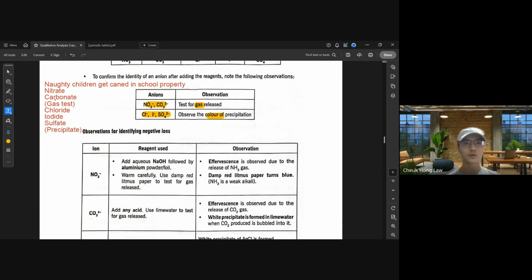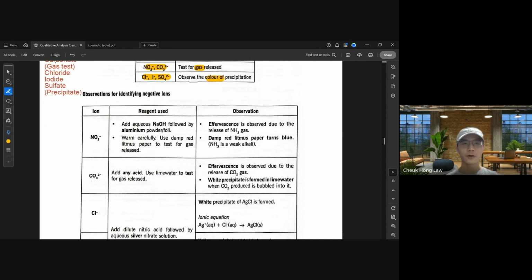So let's go through the tests. For nitrates, you first add sodium hydroxide followed by aluminium foil. So 2 things: sodium hydroxide and aluminium foil. Then afterwards, you warm the solution, so you allow the reaction to occur. What will happen is ammonia will be formed, NH3.